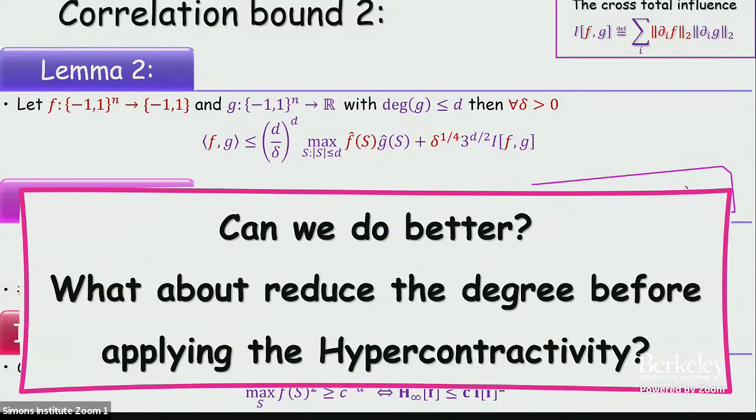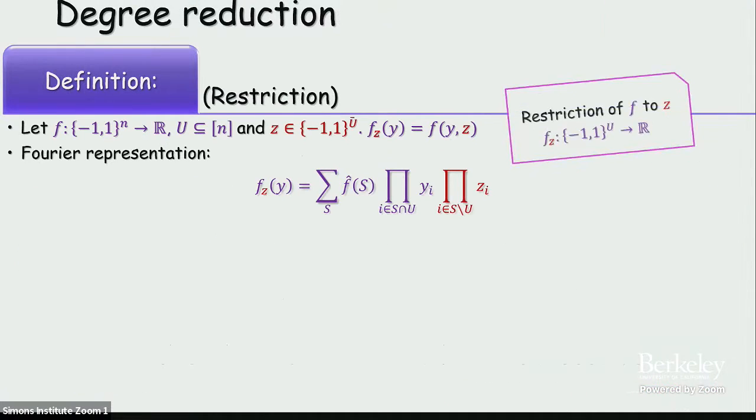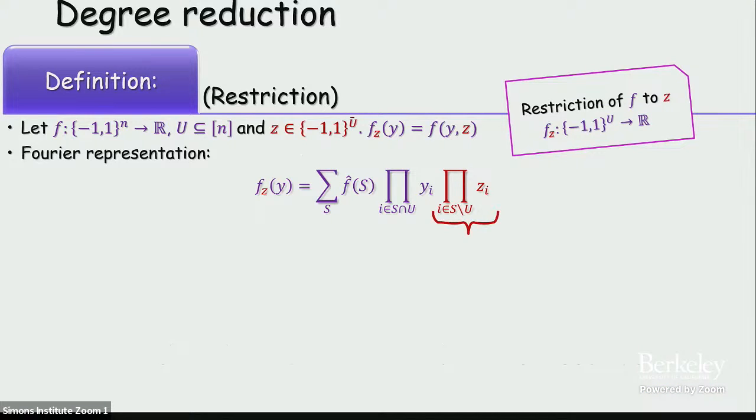So now the question is, can we do better? We want to get to the influence times log the influence. And if you see, what we do is apply hypercontractivity, which needs lower degree. So maybe we can reduce the degree before we apply the hypercontractivity. And that we already know how to do. We just do random restrictions, right?